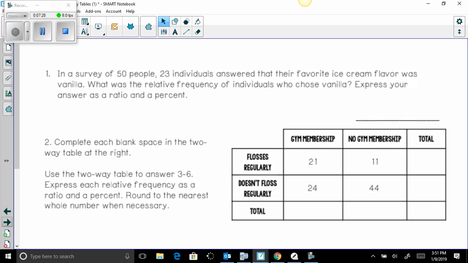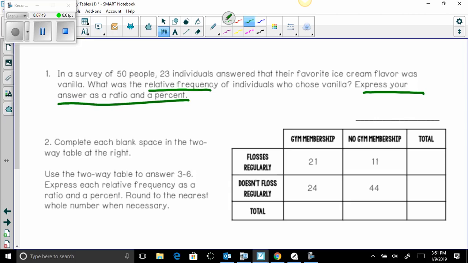All right, let's look at the first example. In a survey of 50 people, 23 individuals answered that their favorite ice cream flavor was vanilla. What was the relative frequency of individuals who chose vanilla? Express your answer as a ratio and as a percent. Well, let's look back up top. The relative frequency, to calculate it, is the frequency over the total.